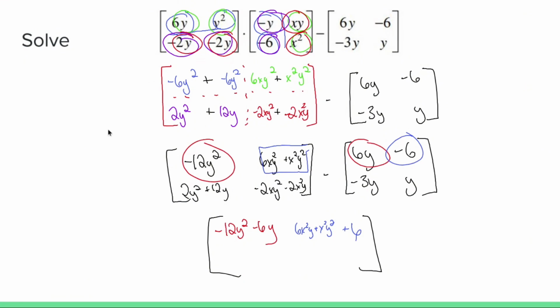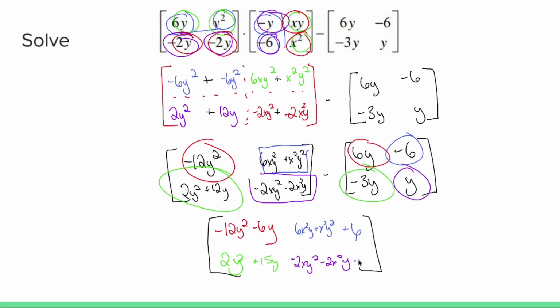Okay, two more. 2y squared plus 12y minus 3y. So 2y squared is 2y squared. Plus 12y minus negative 3y is plus 15y, because minus negative is plus a positive. So 12y plus 3y is 15y. Why? Because I said so. And then we've got negative 2xy squared minus 2x squared y minus y. Nothing happens there. Pretty gross stuff, but we did it.